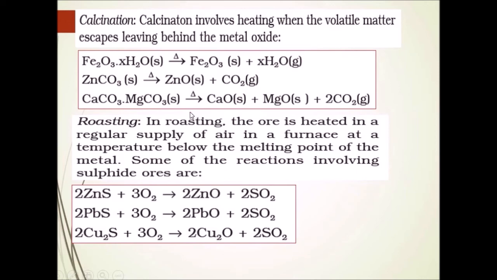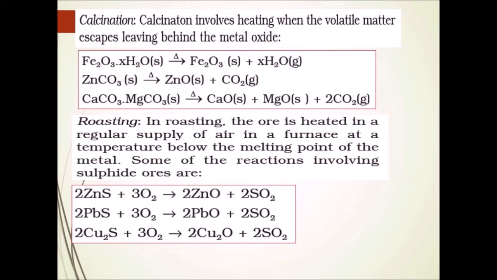During calcination, even if organic matter is present, it is easily expelled, the volatile impurities can be removed very easily, and the ore becomes porous. This method of calcination is specially applicable for carbonate ores. Next method is roasting. Roasting is done for sulfide ores. It is a process of heating the concentrated ore strongly in excess of air or oxygen below its melting point.